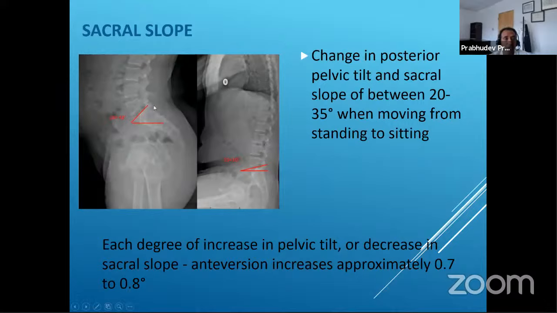That is the angle between the superior end plate of sacrum and a horizontal line. Typically, when the patient goes from standing to sitting position, the sacral slope and the pelvic tilt change somewhere from 20 to 35 degrees in a normal patient with a good spinopelvic mobility. So with each degree of increase in the pelvic tilt, that is the pelvis tilting more posteriorly, and decrease of the sacral slope, the anteversion increases approximately 0.7 to 0.8 degrees.